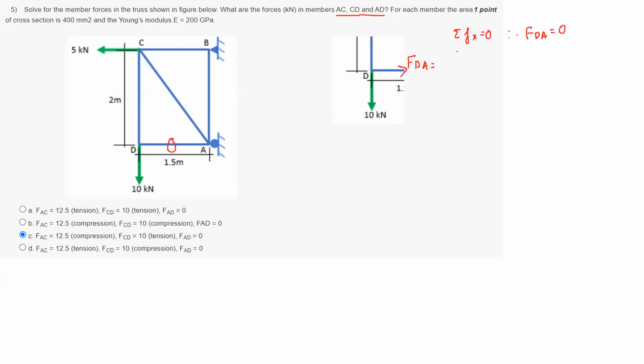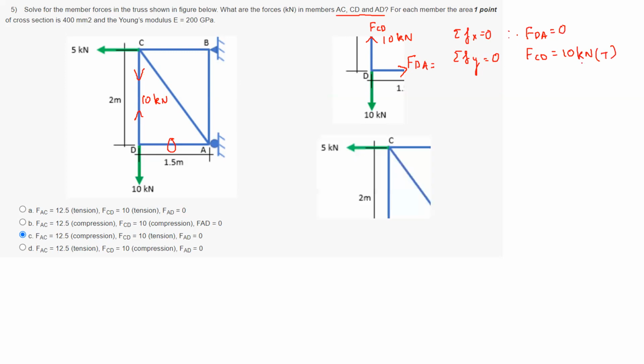Now, if we apply summation Fy = 0, the force in this member becomes 10 kilonewton, and this we have as FCD. So we have FCD as 10 kilonewton, and as it is positive, we have plus. So FCD is 10 kilonewton, value is plus, so tensile.